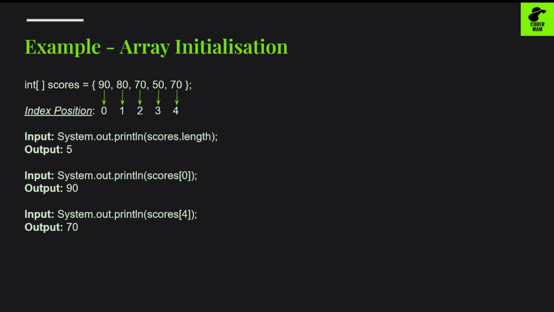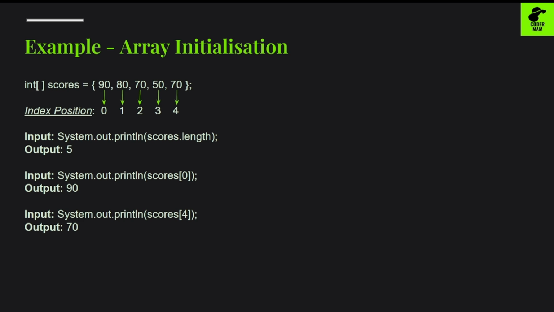Then length is the keyword to find the size of the array. That means array name dot length is a statement to find the size of the array. So in the output, here in the sample input 5 elements are there. So output will display 5. Then scores of 0 is the element present in 0th position, that is 90. Then the element present in the 4th location is 70.